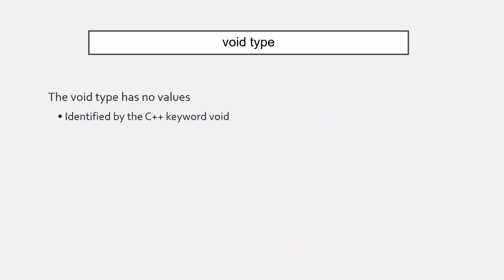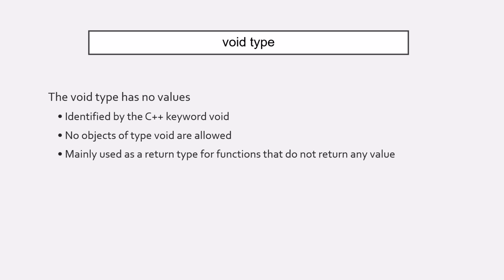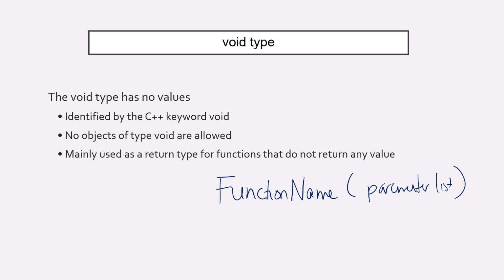All right, void type has no value. It is the keyword void. It's usually used as a return type for a function. So when we get to functions, we will have our function name here, you will have your parameter list, and you will have your return type. So one return type of a function could be void. So when we get to functions, we will be using the word void as a return type to our functions.